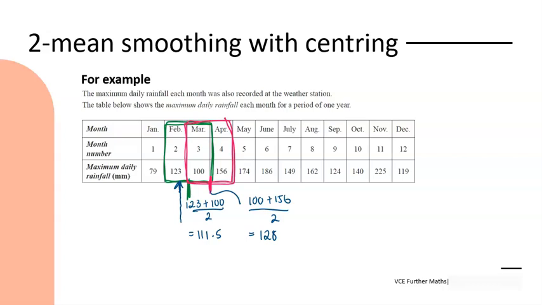And then again, our process here for centering is to take these two values, and they will line up with March, or time code 3. So 111.5 plus 128 divided by 2, and I get a smoothed value there of 119.75. And again, I would continue along. So the next group, I would use my answer 128 from March, April. I would find the two mean smoothed value for April, May, and then average those two answers again to center.